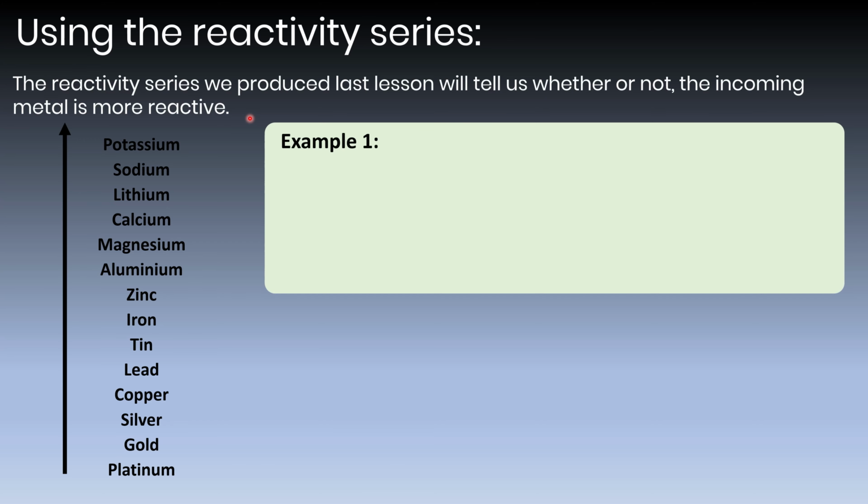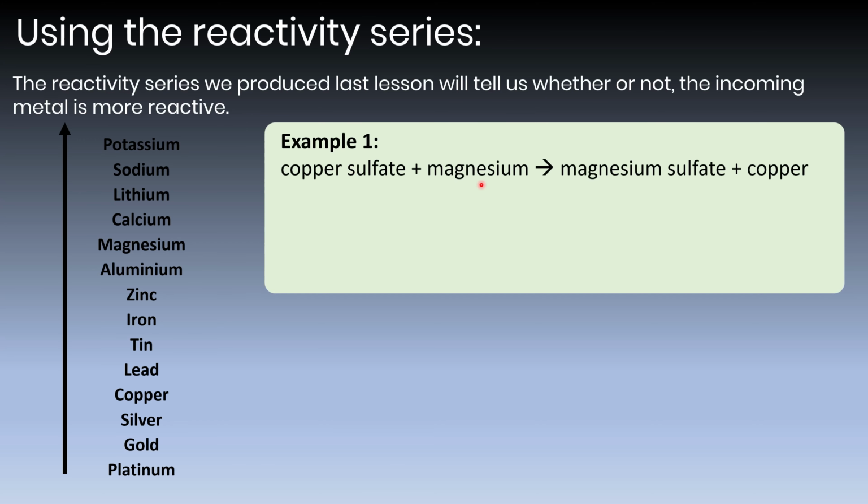Let's take this example here. Copper sulfate plus magnesium goes to make magnesium sulfate plus copper. We need to compare the reactivity of the incoming metal with the metal already paired up in a compound. So, we can see that copper is quite low on the reactivity series, meaning it has a low reactivity. Magnesium is higher on the reactivity series, so it's more reactive than copper. So, therefore, because this metal is more reactive than the metal already in the compound, displacement will occur.